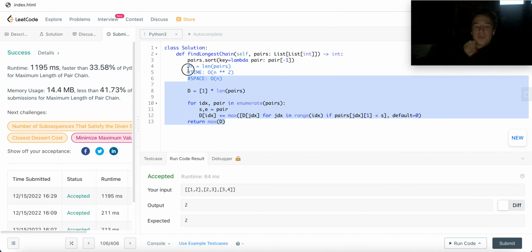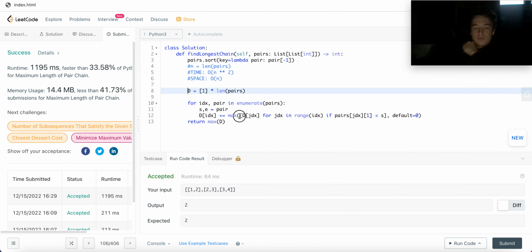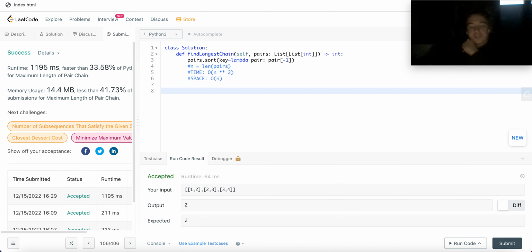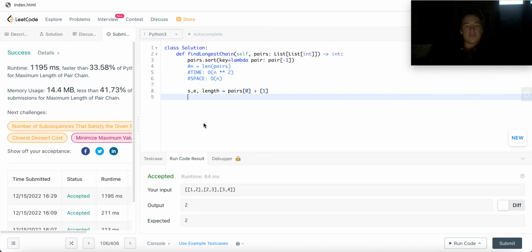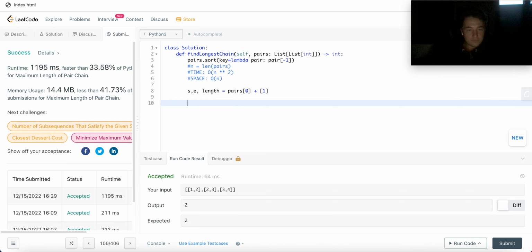So if we sort pairs, and then we just choose the first pair, right? We'll figure out what the length is of the maximum thing that we can choose. So we'll grab pair 0. Then S, E is the pair, and length is 1, just doing it like this so it can be one line. And then we look at each pair, start, end, in pairs.